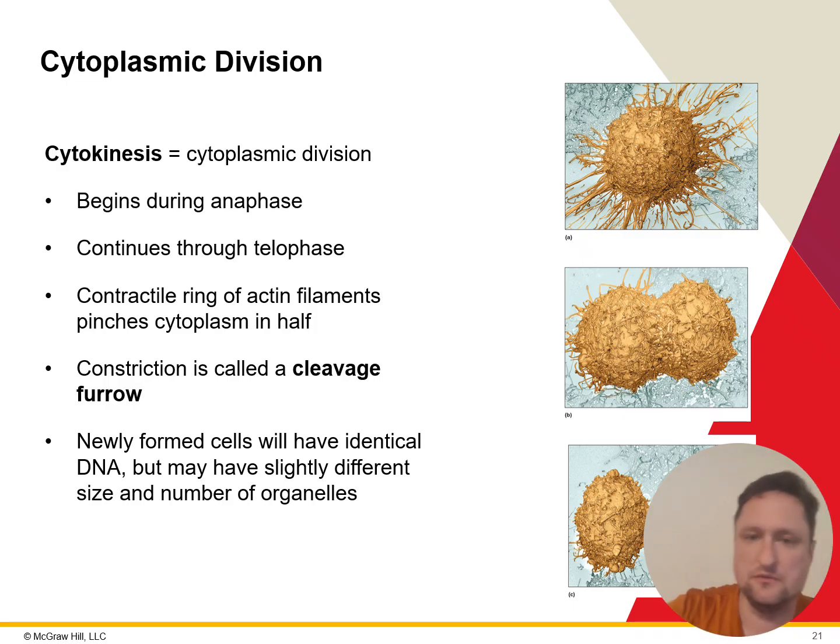Although they contain identical DNA, the daughter cells may differ slightly in size or the number of specific organelles. And this may be balanced during subsequent growth. So cytokinesis ensures that each cell is fully equipped to function independently after cell division.